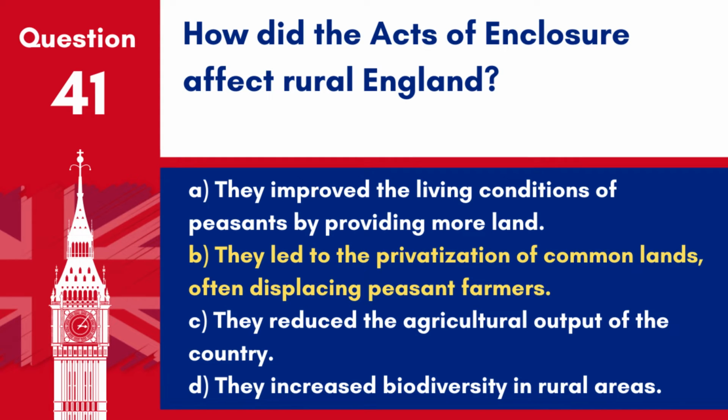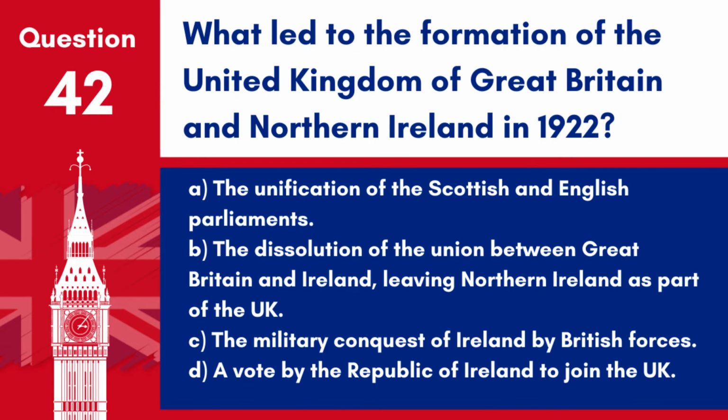Answer. B. They led to the privatization of common lands, often displacing peasant farmers. The Acts of Enclosure consolidated fragmented land into larger farms, benefiting landowners but often forcing smallholders and peasants off the land. Question 42. What led to the formation of the United Kingdom of Great Britain and Northern Ireland in 1922?